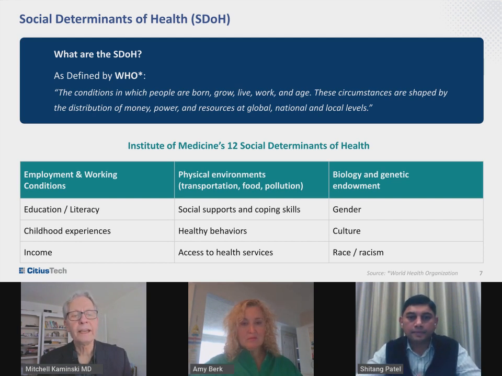And there are many different categories of social determinants of health. These 12 categories that are promoted by the Institute of Medicine, I think summarize 12 of the social determinants of health very well. That includes employment and working conditions, education and literacy, childhood experiences, income, physical environment, social supports and coping skills, healthy behaviors, access to health services, biologic and genetic endowment, gender, culture, and racism. And we know that 10 of these are modifiable, and these are what drive the disparities that keep us from achieving a healthier population. Amy, I don't know if you want to add anything, because I know you teach this as well.